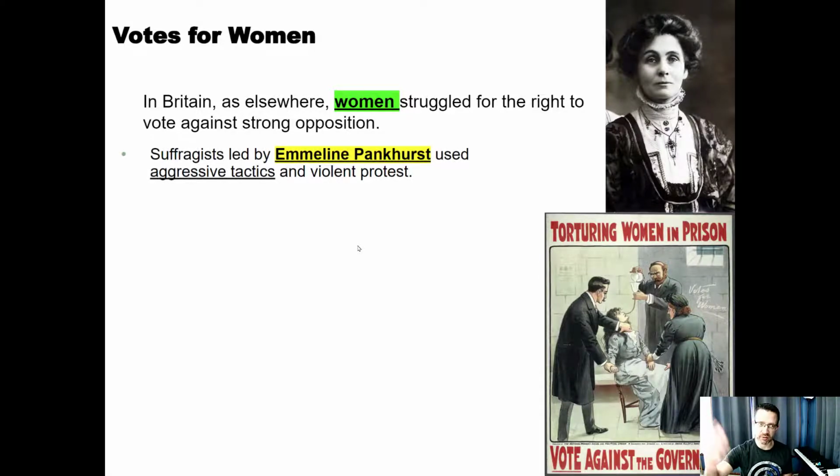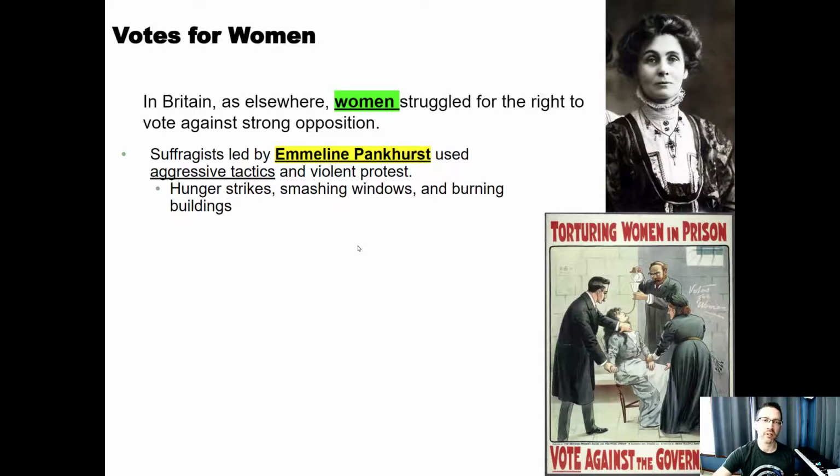But the British were kind of in the forefront in this area. So there were suffragists led by Emmeline Pankhurst. She used aggressive tactics, violent protests. I know we think of protests and people getting aggressive and violent as being a new thing. It's not. It's even women back in the 1800s. They did hunger strikes, smashing windows, burning buildings. You even saw in the video a woman throwing a hatchet to try to kill the prime minister and ended up hitting somebody else instead and injuring them.